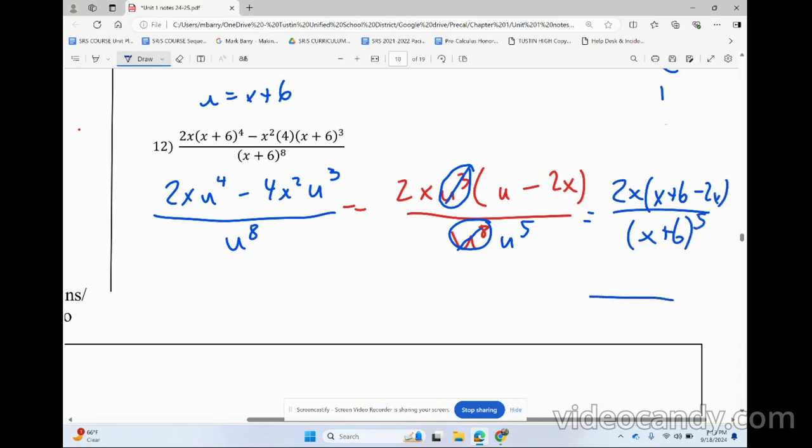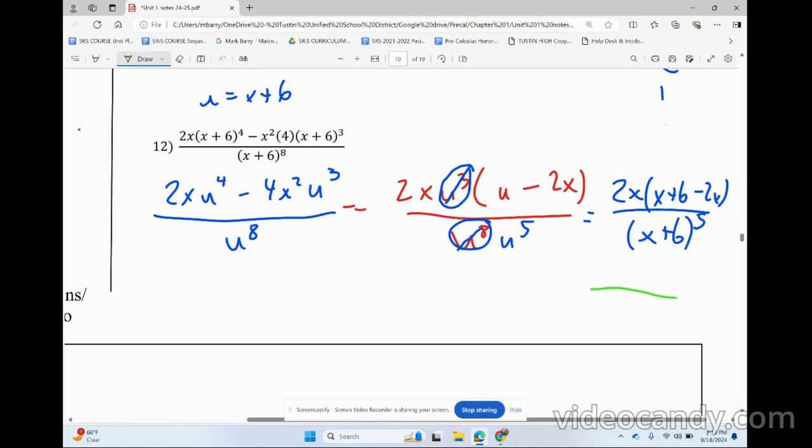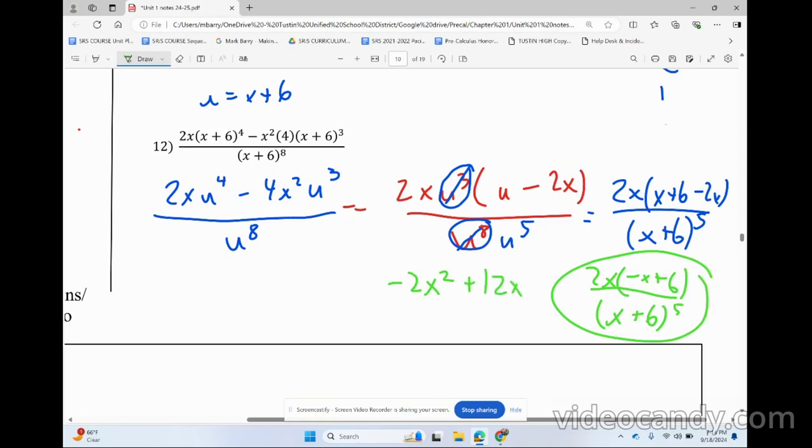Combine like terms in that numerator. I'll do this in a new color since it's a new step. Okay, so we got 2x times x minus 2x is negative x plus 6. And you can see that's not going to cancel out with the x plus 6 to the 5th power on the bottom. So that's good. But once again, that slight preference, if you distribute that 2x into the parentheses, that would be negative 2x squared plus 12x. Keep that denominator just like that.